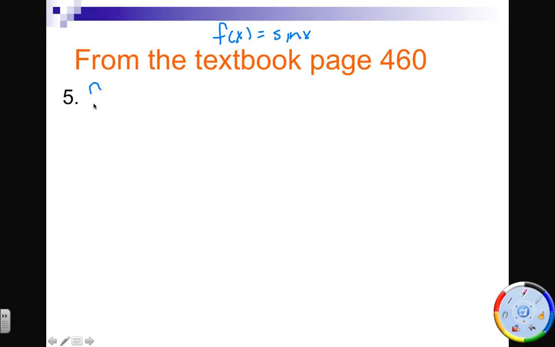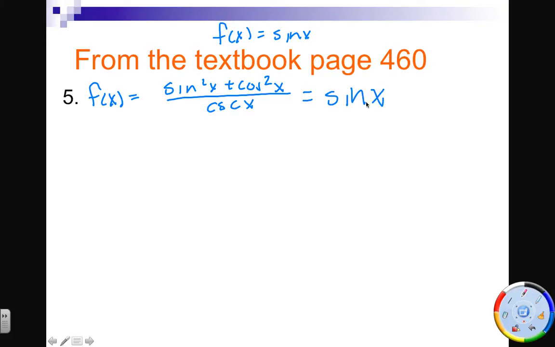What f of x is in this case, in number 5, is sine squared x plus cosine squared x over cosecant x. Basically it's a yes-no question, but you need to actually be able to simplify this to see if it does simplify to sine. So in what we're doing here, you're actually trying to prove this identity, and it really ends up just coming down to this. Does the left side equal that right side?